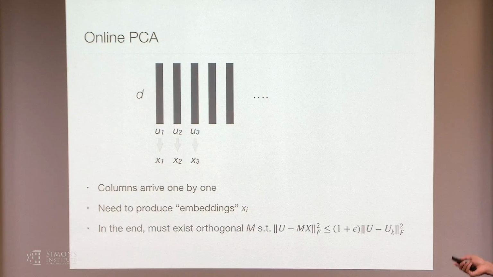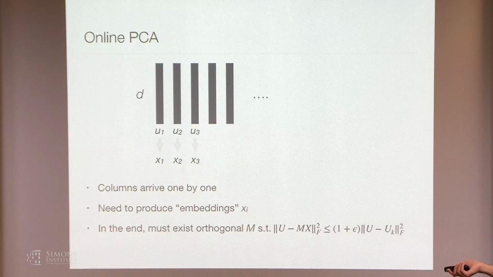In the end, you must be able to produce some subspace such that these x's can be interpreted as projections onto that subspace. In particular, you want to show there exists some orthogonal matrix M such that u minus Mx is small compared to the best approximation error. This is a slightly tricky definition, but it is the one that makes sense for online PCA.